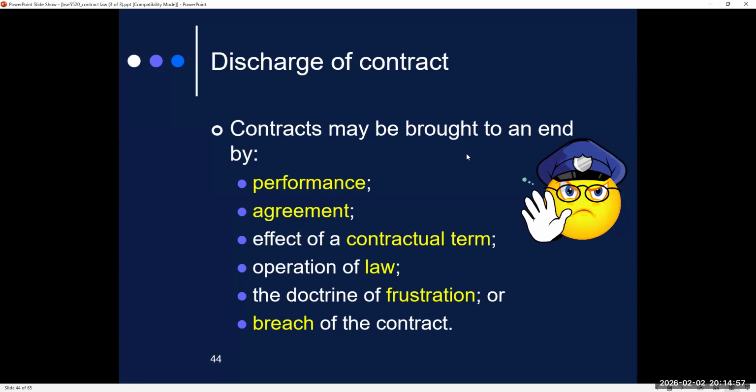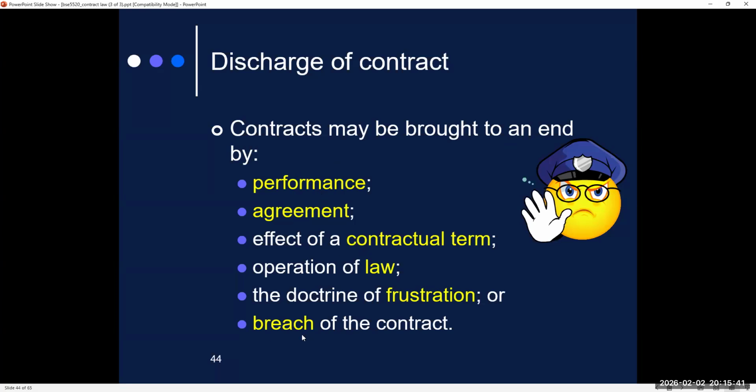So then the final part here, discharge of contract. What do you mean by discharge? Maybe in practice, people would just think that there's a contract period, and when it comes to the end of the contract, then the contract ends, right? That is one possibility of ending or discharging a contract. But there are other possibilities as well. Contracts may come to an end or may be brought to an end in various ways, for example, by performance, by agreement, and so on.